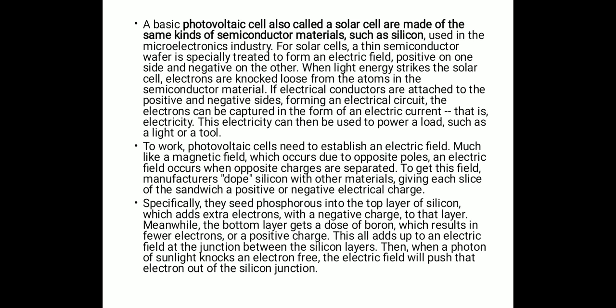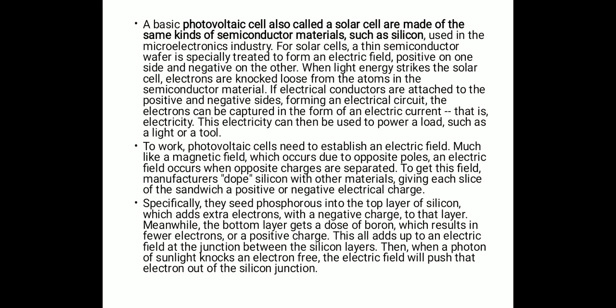When light energy strikes the solar cell, electrons are knocked loose from the atoms in the semiconductor material. If electrical conductors are attached to the positive and negative sides, forming an electric circuit, the electrons can be captured in the form of electric current, that is, electricity, and this electricity can then be used to power a load such as a light or a tool.